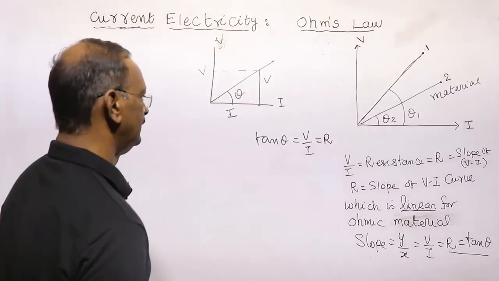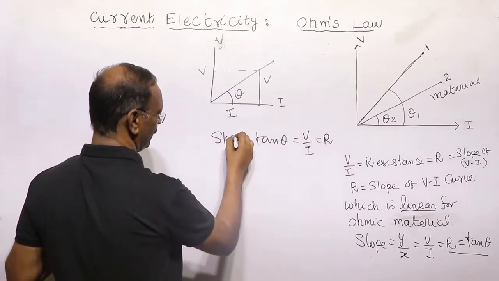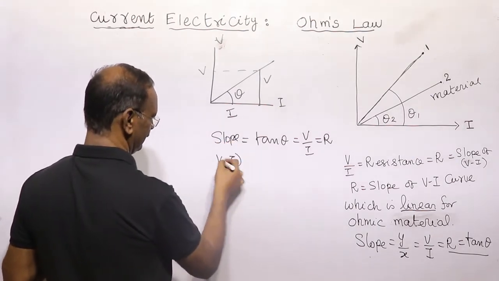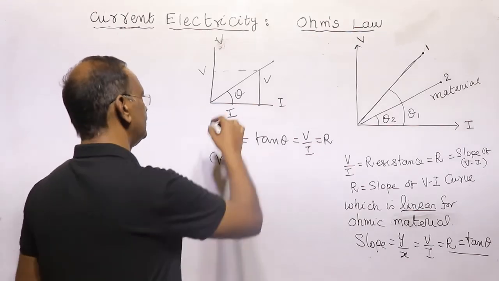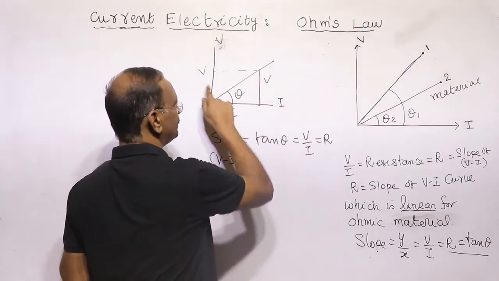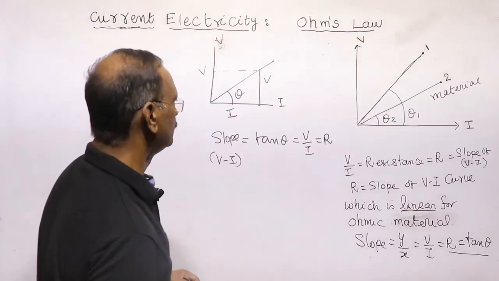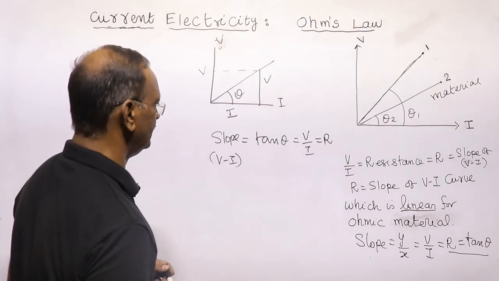It means the slope of the VI graph is also linear, so it is ohmic. Because if V is proportional to I, then this curve will be linear, and the material is ohmic. This we have already seen, the slope.